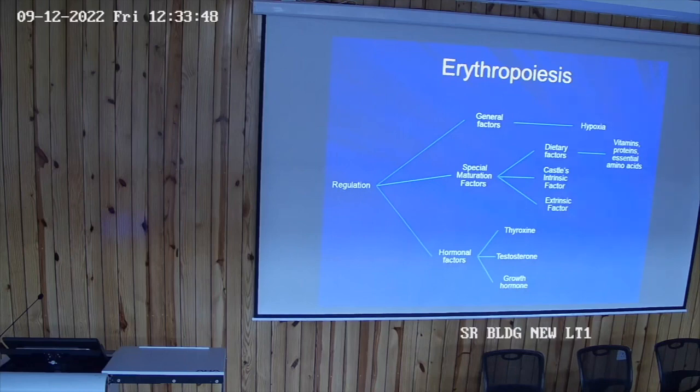Okay. Then the hormones other than the erythropoietin are thyroxine, testosterone and growth hormones. In case of testosterone, this is one of the reasons why the RBC count is more in males compared to females. It has a stimulatory effect on erythropoietin.